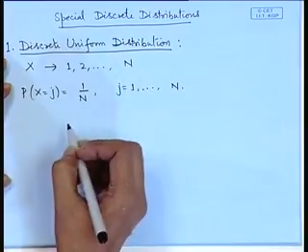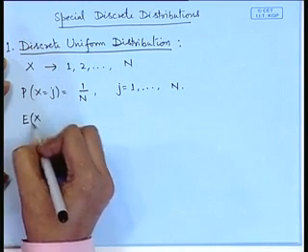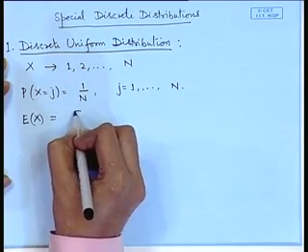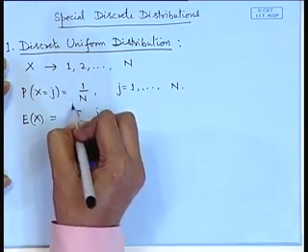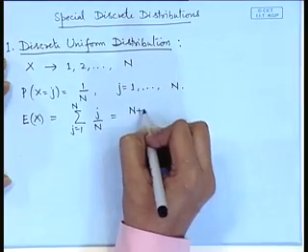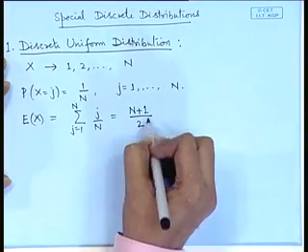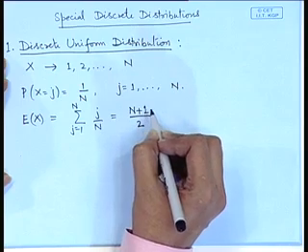Let us look at some of the features such as mean, variance, etc. Let us look at the mean. The mean of this distribution is the sum of j by n, j equal to 1 to n. The sum of j is n into n plus 1 by 2. Therefore, you get the mean as n plus 1 by 2, which is appropriate because it is something like the middle point of the distribution.